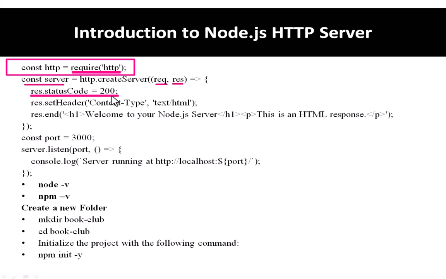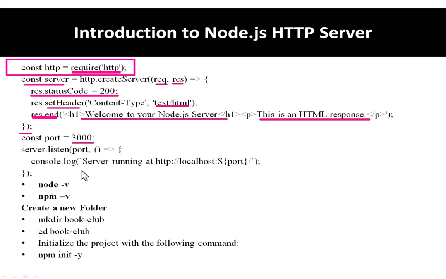Next, set header. You set the header, and the content type you accept is text or HTML. At the end, response.end is going to display a particular message, welcome to Node.js server, and it is going to show a paragraph. This is an HTML response. Now you have entered the arrow function, and next you use a particular port, constant port 3000. 3000 is the local port on which you are going to run.